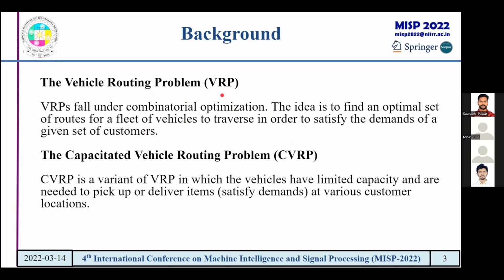The vehicle routing problem is where you have a set of vehicles and some number of customers, and they will be demanding something. So you have to either pick up from them or deliver to them some good or service. And at the end of it, all the customers need to be serviced, so their demands need to be met.